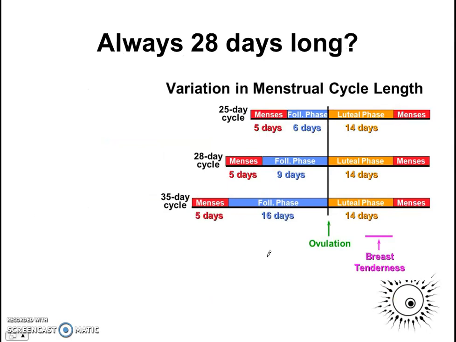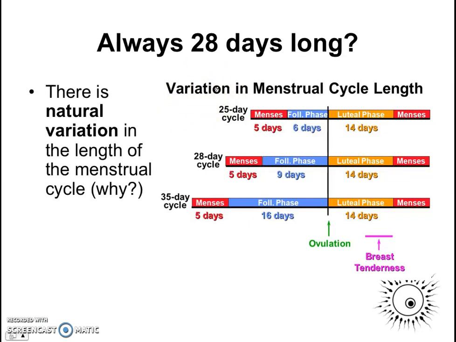Now, is the menstrual cycle always 28 days long? We say that it's on average 28 days long. Well, the answer is, if you ask any of your female friends, probably not. Alright, so there is a certain natural variation in the menstrual cycle length. Sometimes the menstrual cycle is longer, 35 days even. Sometimes it's shorter, 25 days.